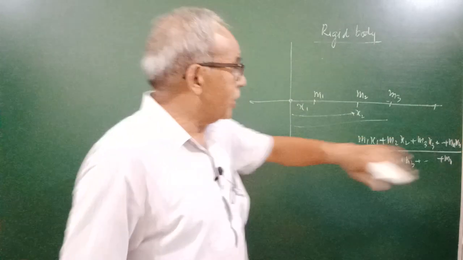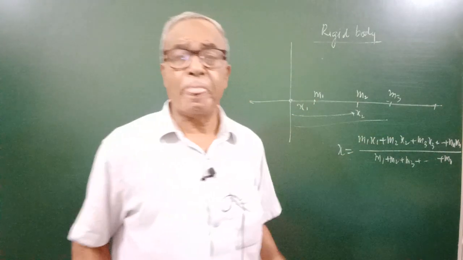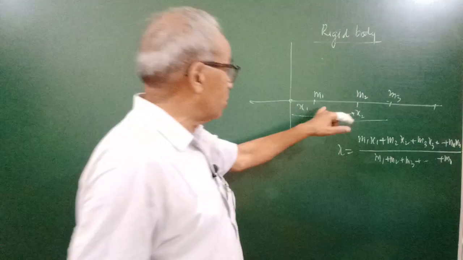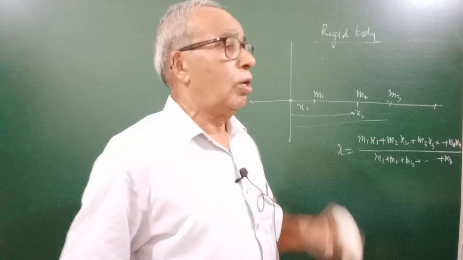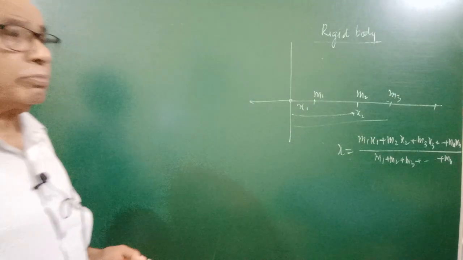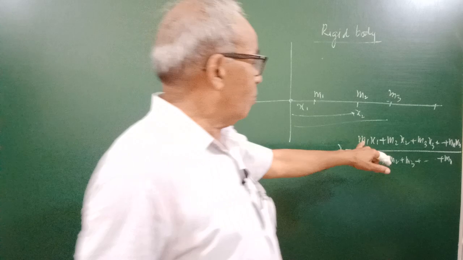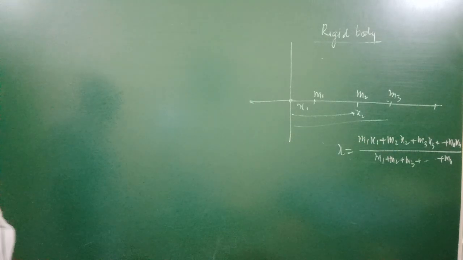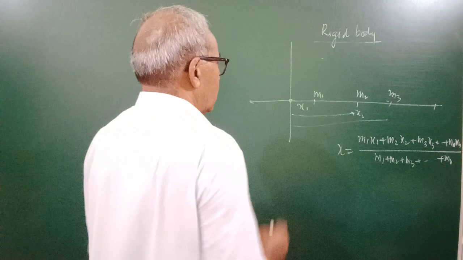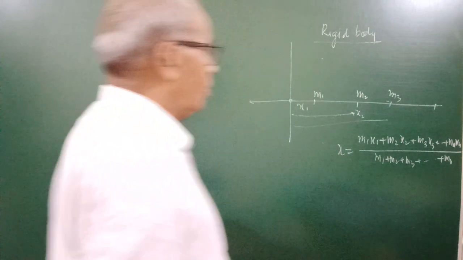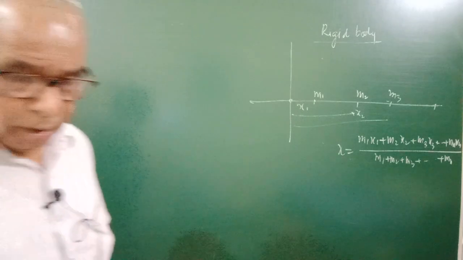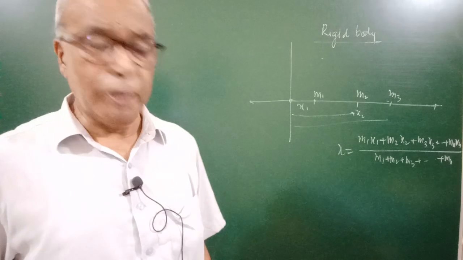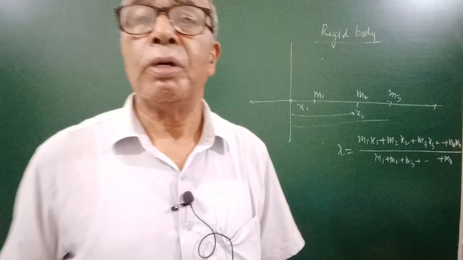But this system of particles has masses m1, m2, m3 placed on the x-axis at coordinates x1, x2, x3. Then the x coordinate is m1 x1 plus m2 x2 plus m3 x3, over the total mass. And if it is on y, the same way, m1 y1, m2 y2. But I want to prove it another way, so that the general concept should be clear to us.